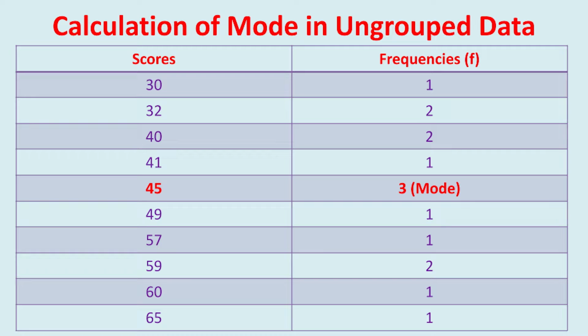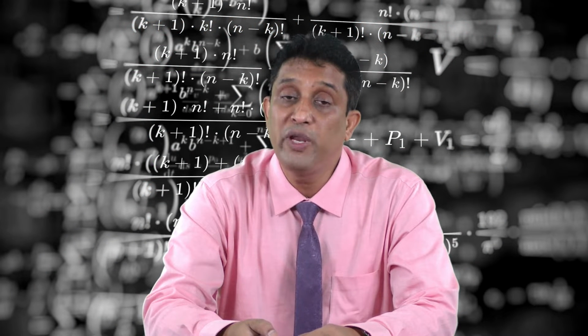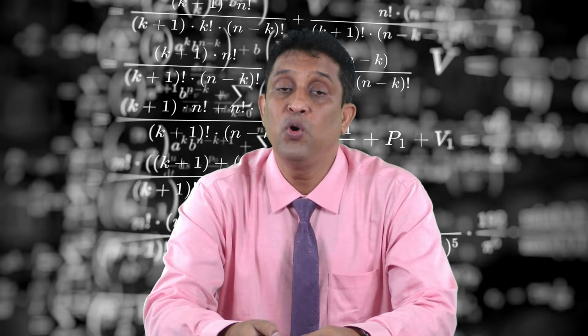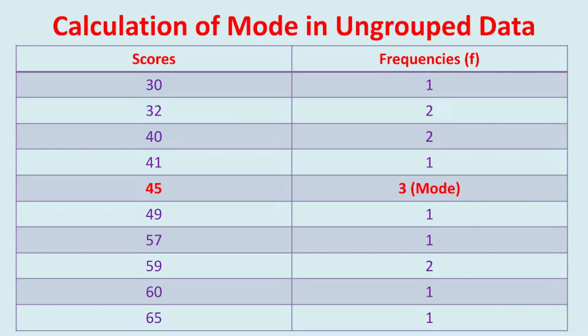So here you see how to calculate mode in ungrouped data. Simply you have to go through the definition that we have already discussed. Mode is called the most frequent item or score of the distribution. Here you see the most frequent item or score of the distribution is 45 because the frequency of 45 is 3, and in all other cases you will find that the frequency is either 1 or 2.